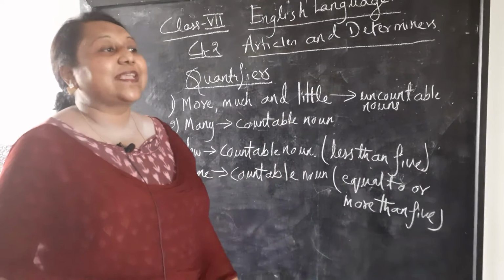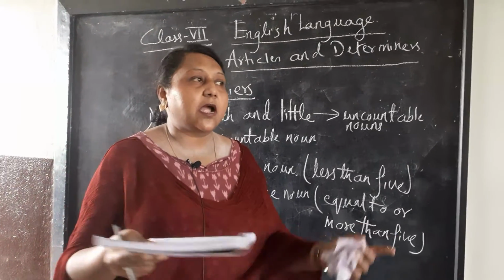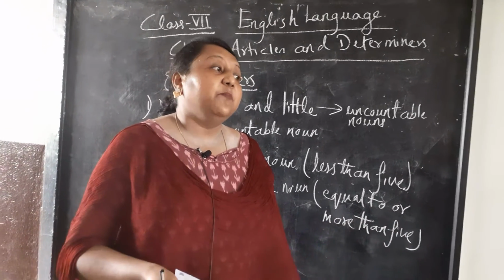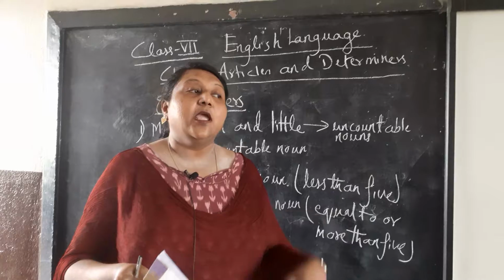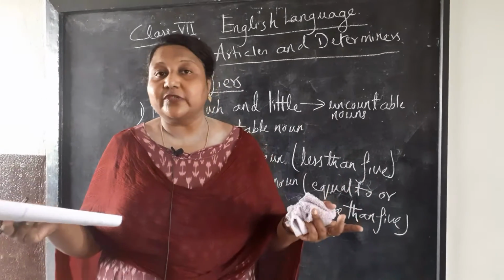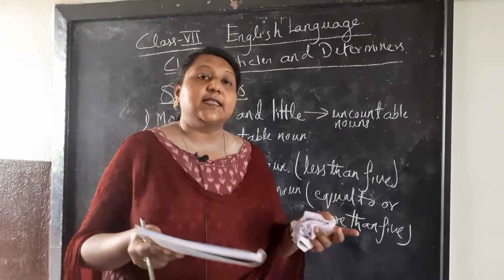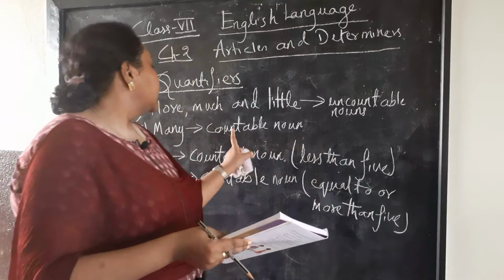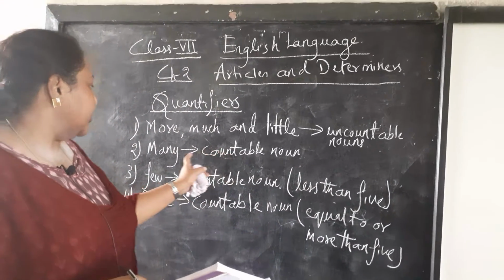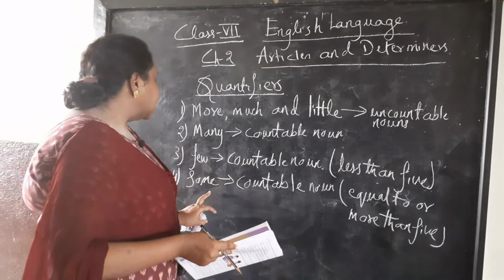There are many books scattered on the table. So, we can count the number of books. Many students are present today. We can count the number of heads of students. So, these are the words which come totally under countable. Next comes few and some.